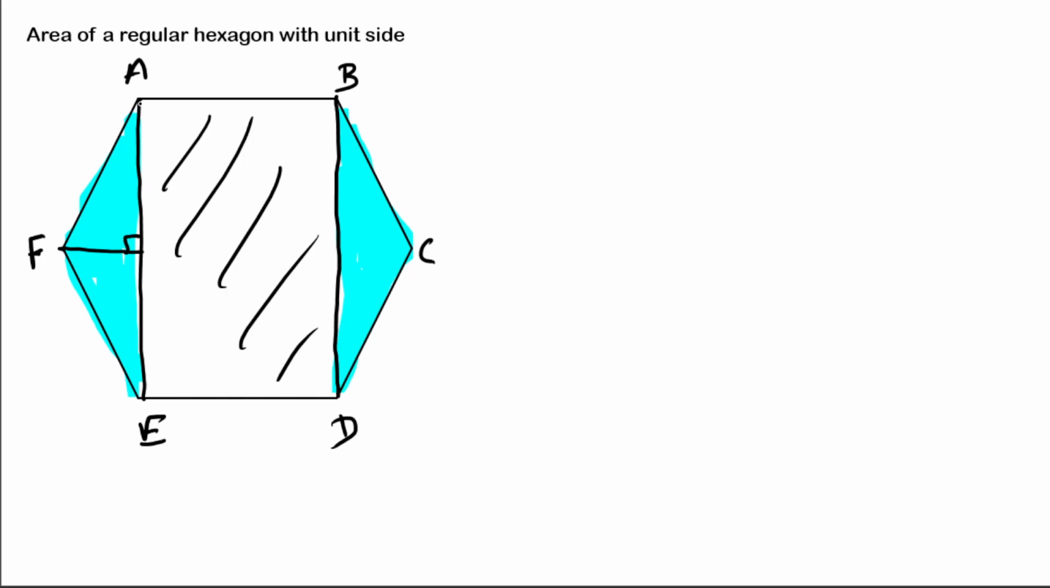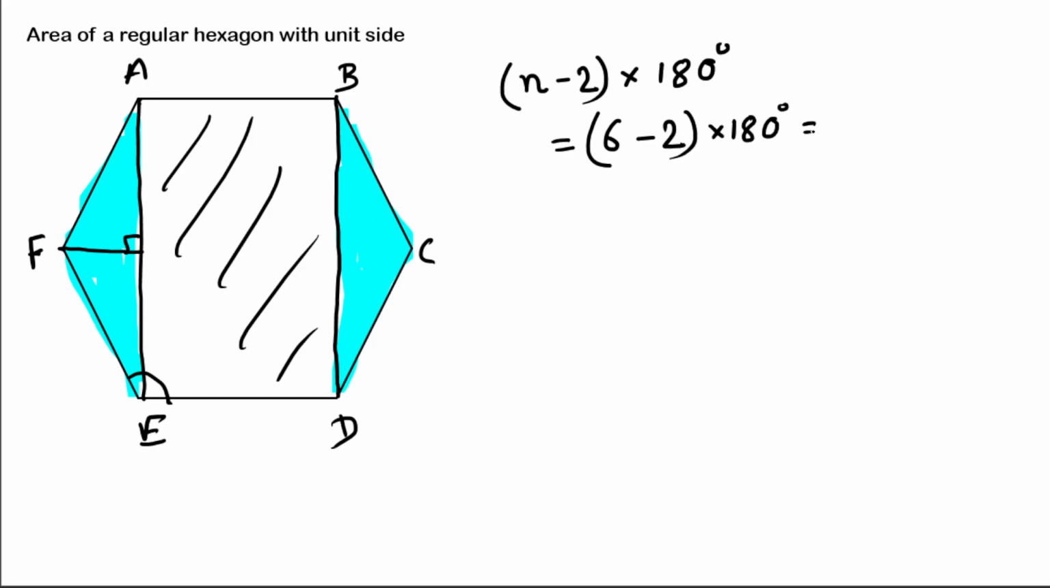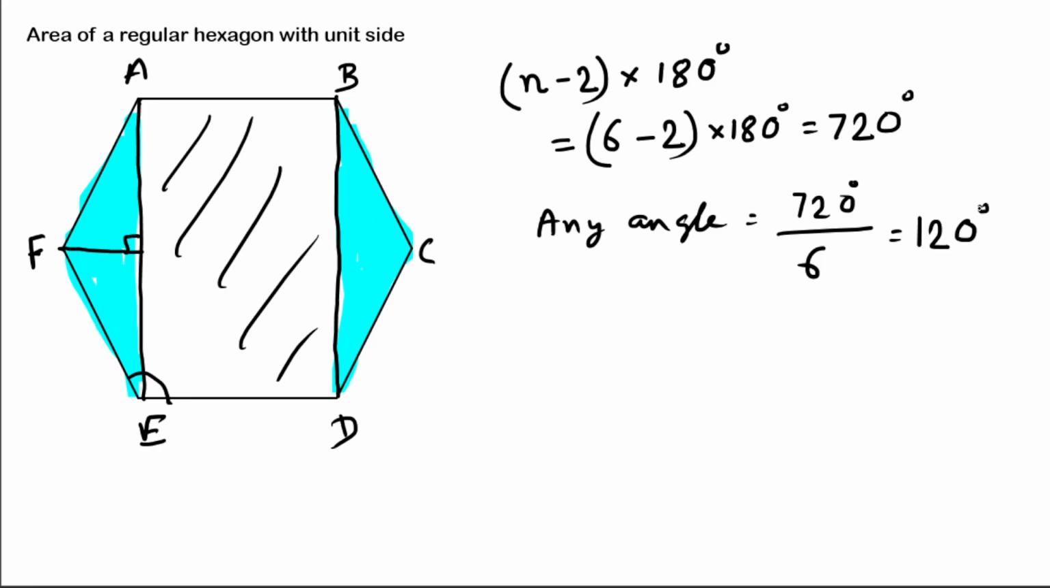Now what is this particular angle? In order to find that out, we have to know a formula that for any polygon, the sum of all the internal angles comes out to be (n minus 2) into 180 degrees. n is 6 here because it is a hexagon, so it comes out to be (6 minus 2) into 180 degrees, which will be 720 degrees. Any angle you pick in the hexagon will be 720 by 6, so this is going to be 120 degrees.